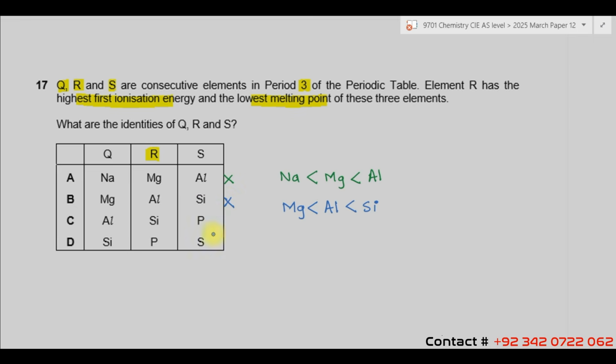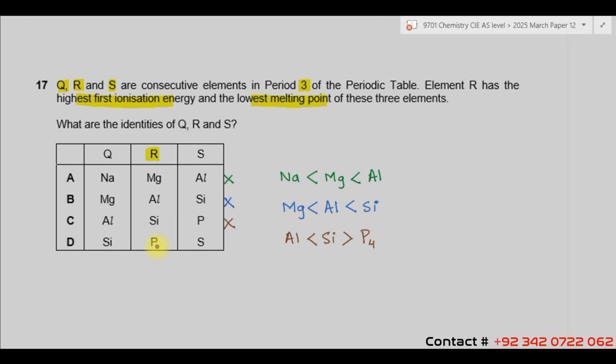In the third one, we have aluminum, silicon and phosphorus. So aluminum has lesser than silicon. Phosphorus is lower than silicon. So silicon has the highest melting point in this case. This is also wrong. The only correct option left is D.